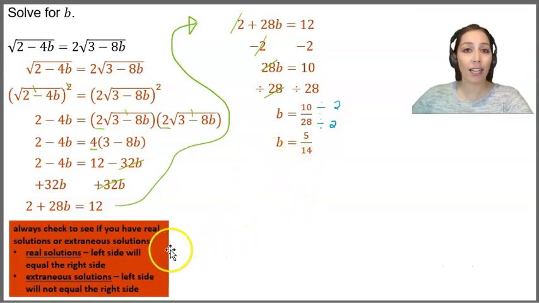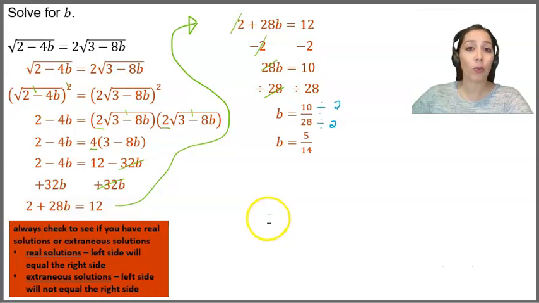Now I need to check. According to Chloe's tips and tricks down here, they let us know to always check our answers when we are dealing with radicals. We have to find out if b equals 5 over 14. Is this a real solution where we're going to box it in, or is this an extraneous solution, meaning it's not a real solution? If it is real, when we plug this in, the left side will equal the right side. If it is extraneous, the left side will not equal the right side.